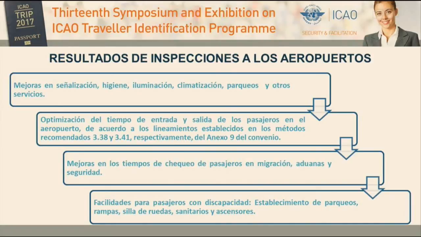And we've also been improving the check-in screen times through the border control, customs, security, and also facilities for passengers with disabilities. And we're also setting up various parking spaces, ramps, wheelchairs, bathrooms, and elevators as well.